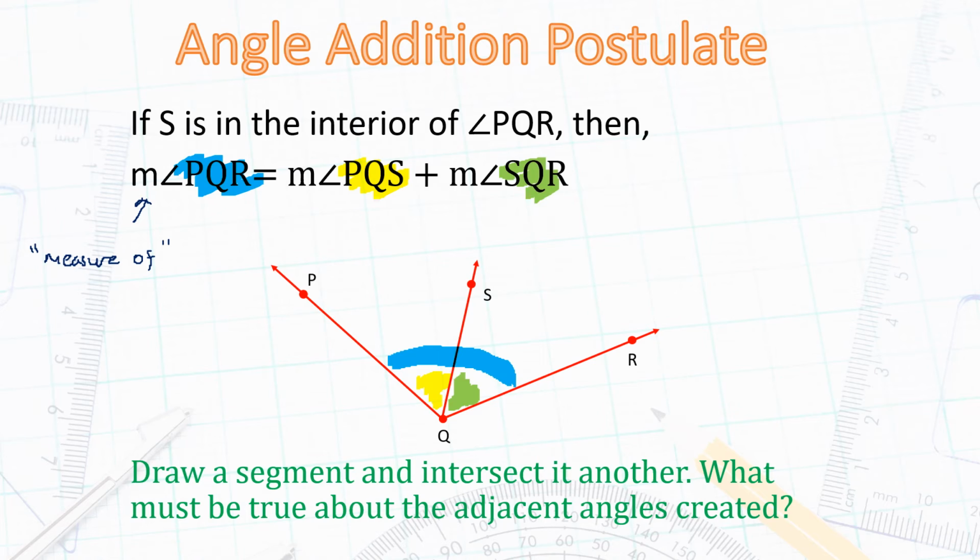So try this at home for yourself. Draw a segment and intersect it with another segment. What must be true about the adjacent angles that are created? So these two. Think about it for a second. See if you can give me a statement that would be true about those two angles based on the angle addition postulate.